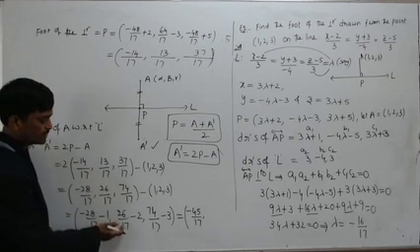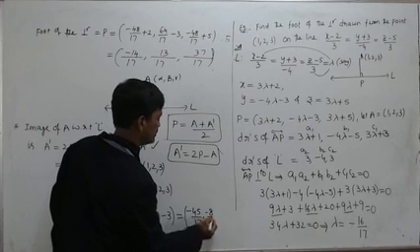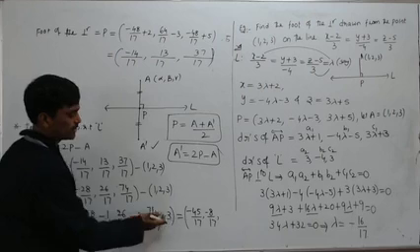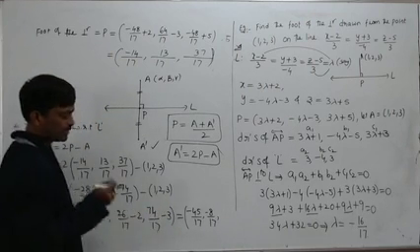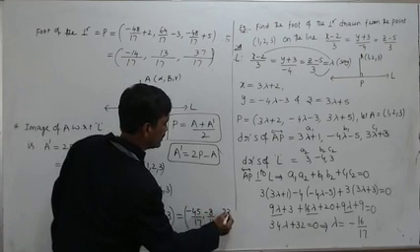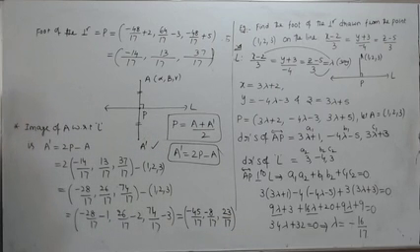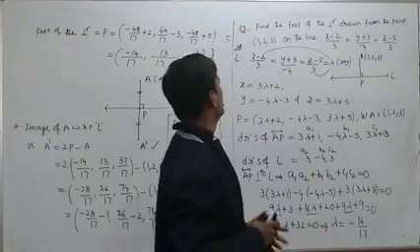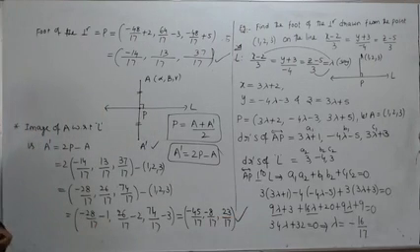Here, if you take 17 as LCM, 17 2s are 34. 26 minus 34 is minus 8, so minus 8 by 17. Next, if you take 17 as LCM, 17 3s are 51. 74 minus 51, how much? 23 by 17. So these are the coordinates of the image of the point 1, 2, 3 with respect to the given line. So this is the foot of the perpendicular, and this is the image.